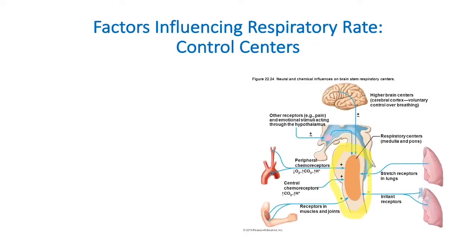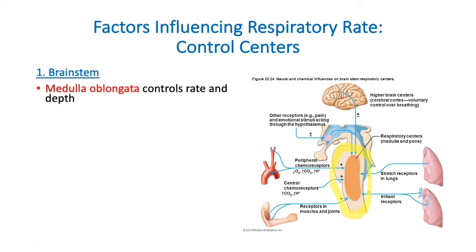The second part of the feedback mechanism involves the control centers. The main control centers are located in the brainstem. The brainstem consists of the medulla oblongata and the pons. We'll begin by looking at the medulla. The medulla's job is to control the rate, how fast you breathe, and the depth.